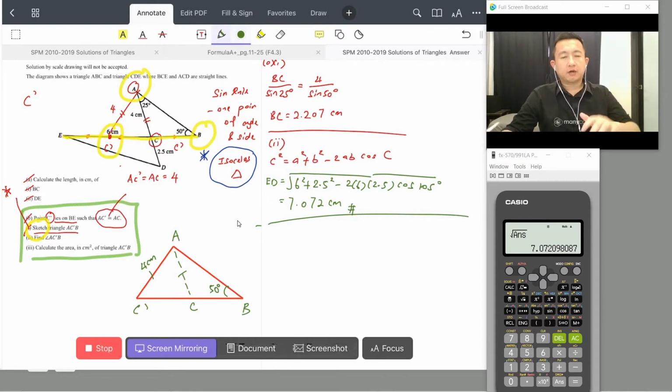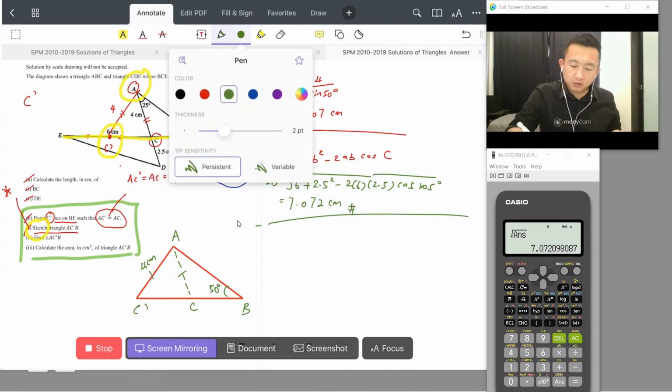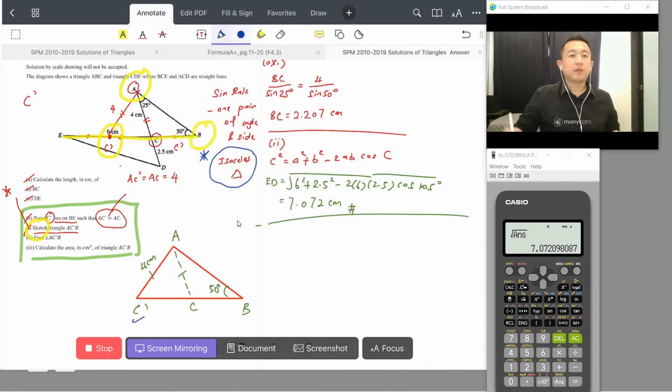Okay, now comes to sketching. First you must have the shape as described. So this is the shape, and you also have to label C prime here, and put in the information that you know will not be changing. For example, 4 cm here, 50 degrees here, these two will not be changing. So this is how you sketch the triangle AC prime B.